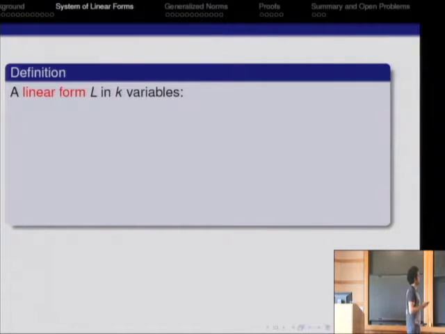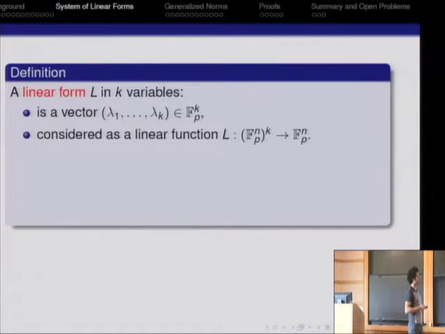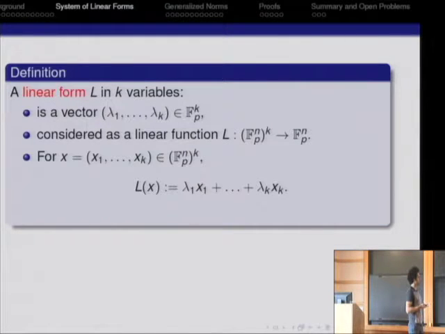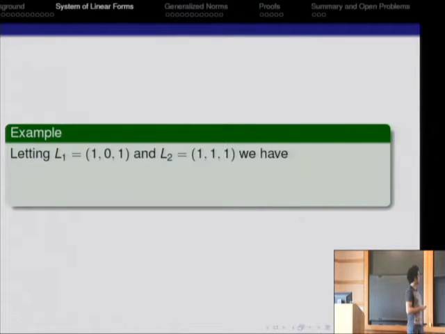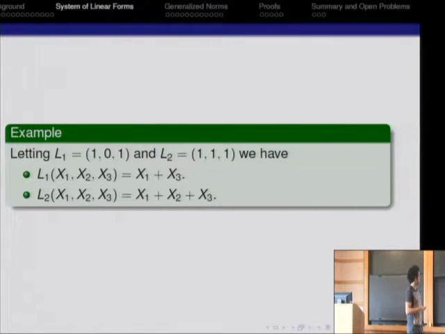We define a linear form L in k variables to be a vector in F_p to the k. And we will use it as a function acting on (F_p to the n) to the k. Basically, what it does is pick k vectors from F_p to the n. L of x just takes the linear combination of them coming from L. Okay? And we call a set of linear forms in k variables a system of linear forms. So for example, if we let L1 be the vector 1, 0, 1 and L2 be 1, 1, 1, then these are the equalities that we get.